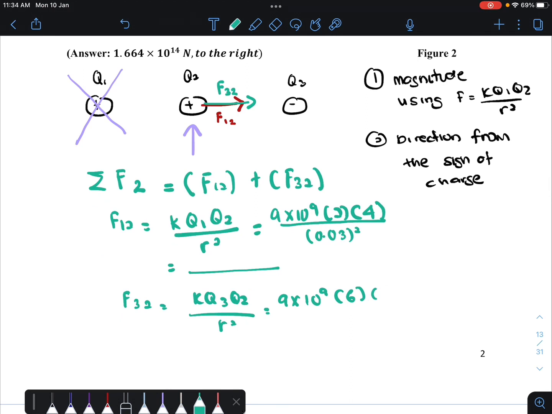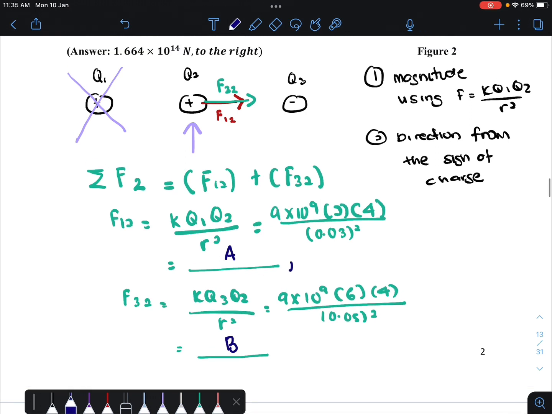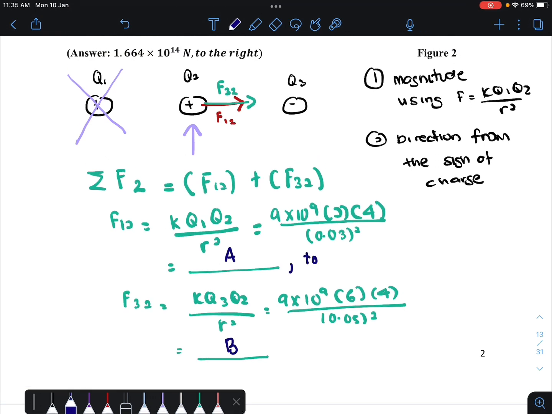And then, 4. Q2 is 4. The distance between them is 5. So you press your calculator and you will get a value. Once you have gotten the value, let's say I name this value term A and this is B, whatever the value is. And this A, which direction is it? To the right.